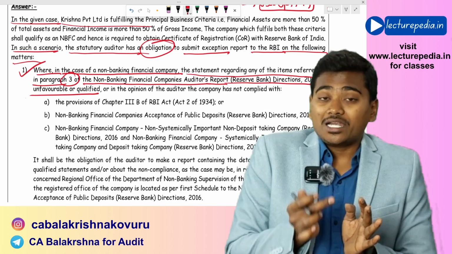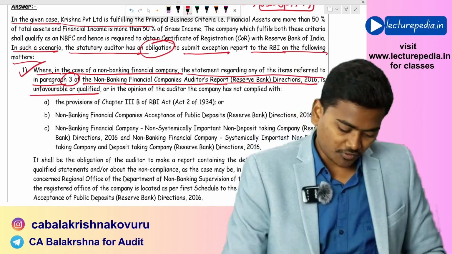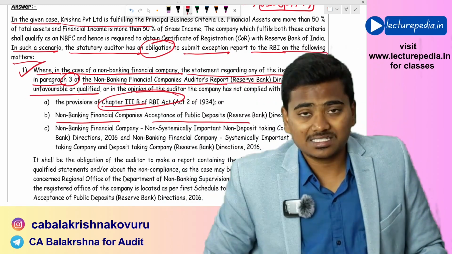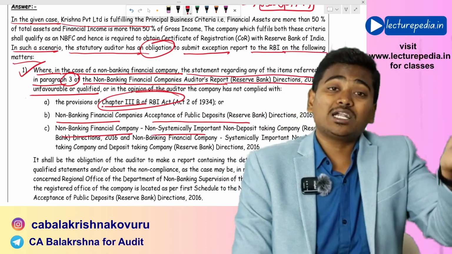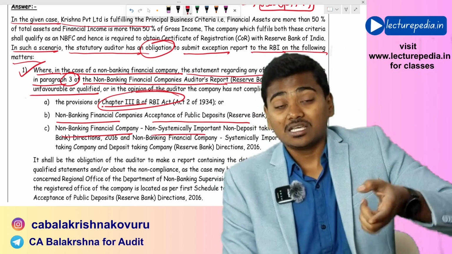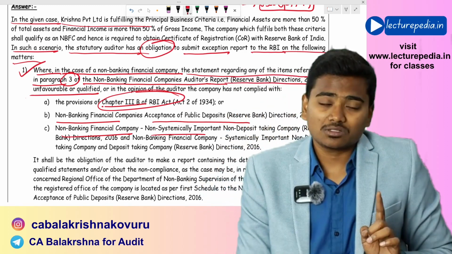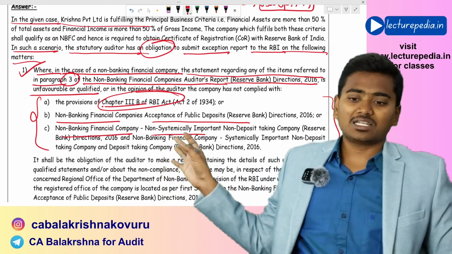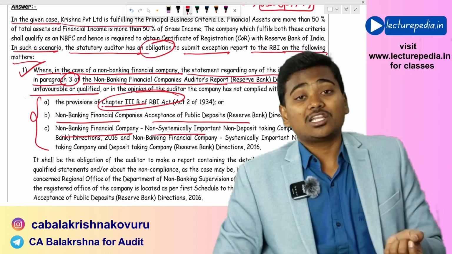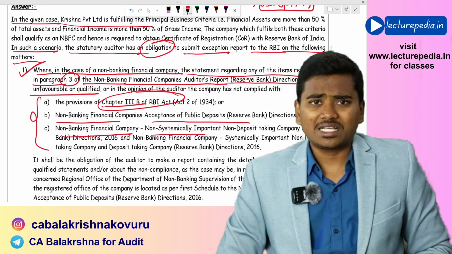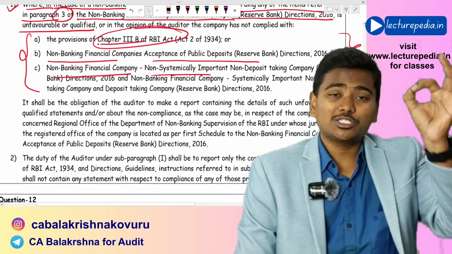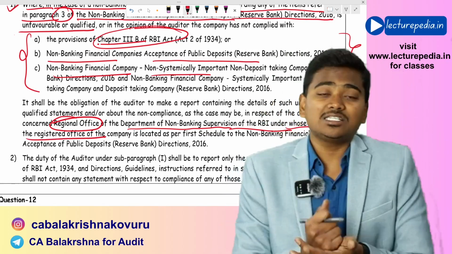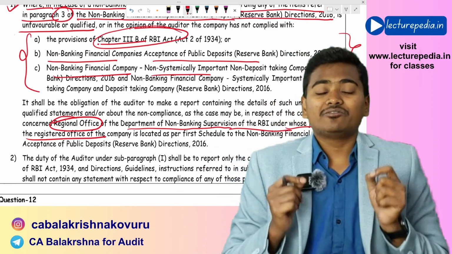Along with that, if auditor finds that the NBFC has contravened any of the provisions of Chapter 3B of Reserve Bank Act, or NBFC acceptance of public deposits Reserve Bank Directions 2016, or NBFC non-systemically important non-deposit taking directions, or NBFC systemically important non-deposit taking and deposit taking directions 2016. If any of the provisions of these three aspects is contravened by the NBFC, then auditor needs to give exception report. To whom the auditor will give exception report? Auditor will submit this exception report to the respective concerned regional office of the Department of Non-Banking Supervision of RBI, under whose jurisdiction the registered office of the company is located. To that particular regional office, the NBFC will submit exception report.